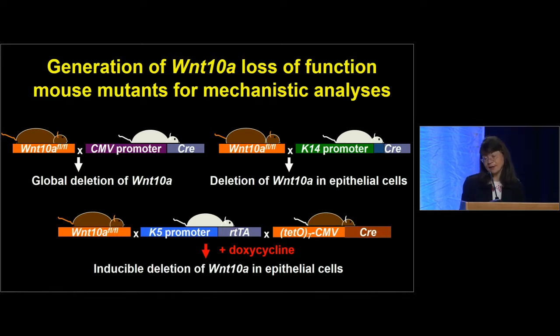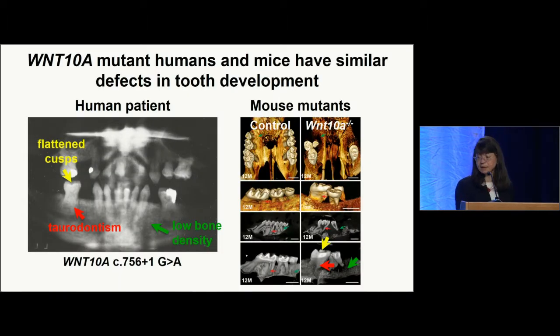And this is important because it allows us to distinguish possible functions of Wnt10A in regeneration from its functions in development. We were happy to see that the mutant mice nicely recapitulated phenotypes seen in the human patients, including dental defects such as flattened cusps of the molar teeth, failure of bifurcation and extension of the roots of the teeth, and also low bone density in alveolar bone that was seen in both the humans and the mouse. So these defects arose during embryogenesis.